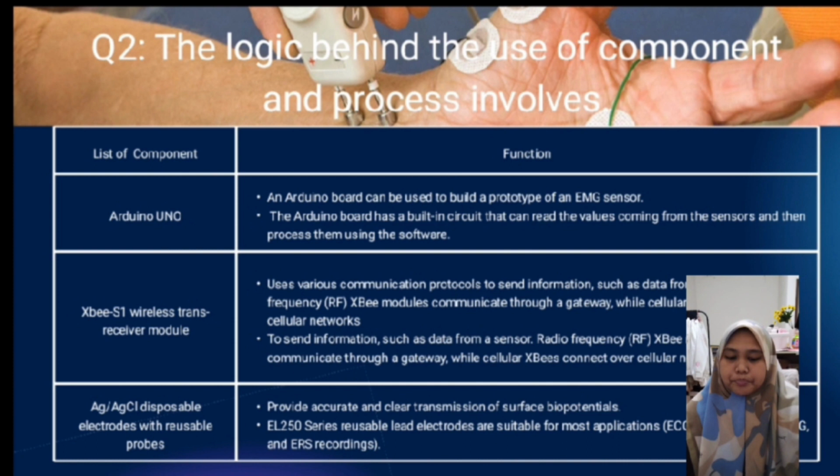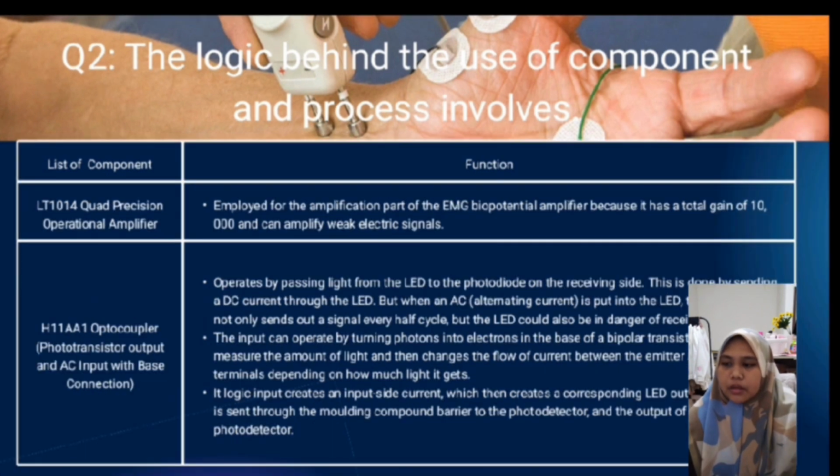For the quad precision operational amplifier, the function for this component is that it is employed in the application part of the EMG biopotential amplifier because it has a total gain of 10,000 and can amplify the weak electrical signal and become more strong.